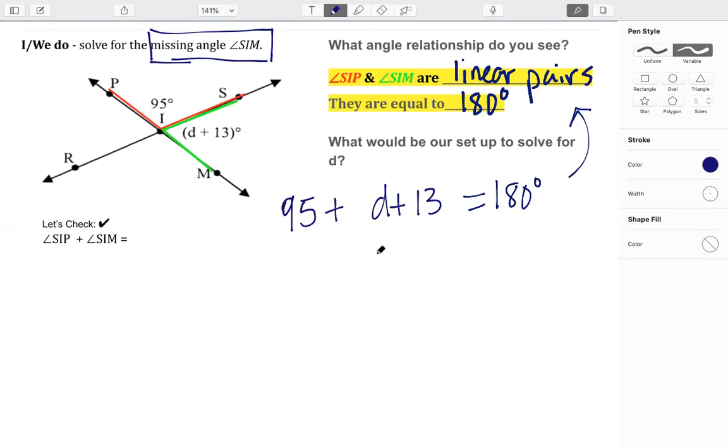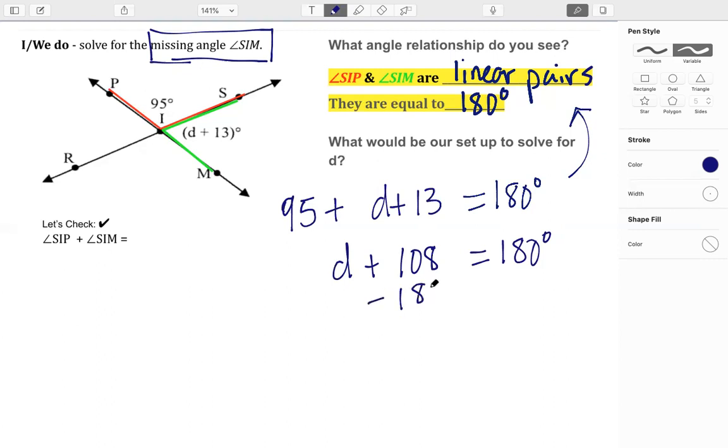Now we need to combine like terms. I see a 95 and I also see a 13. I need to go ahead and combine those like terms. When I add 95 and 13, I get 108. And I bring down the D and the addition sign. I also bring down the 180 degrees. And I continue to simplify all the way down till I get D is equal to some number.